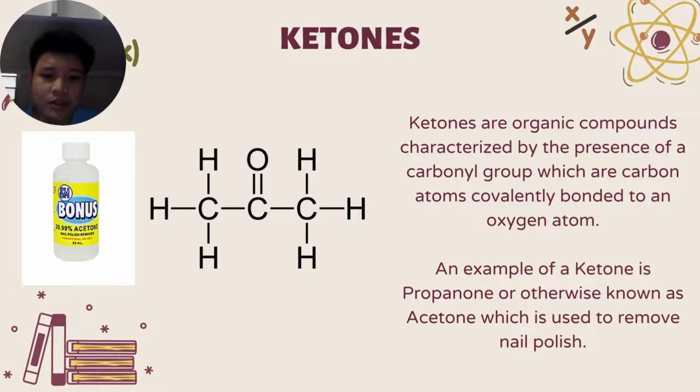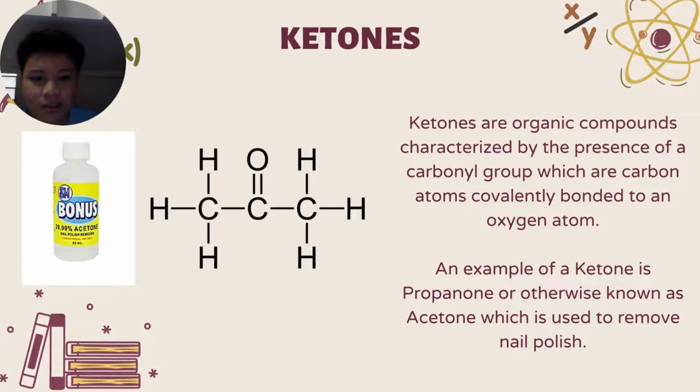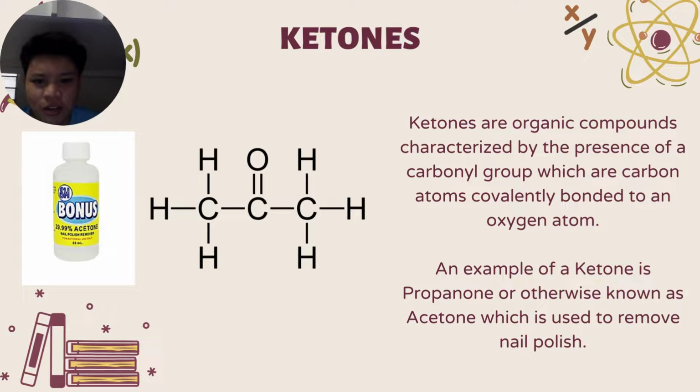Ketones are organic compounds characterized by the presence of a carbonyl group, which is a carbon atom double bonded to an oxygen atom. An example of a ketone is propanone, otherwise known as acetone, which is commonly used to remove nail polish.